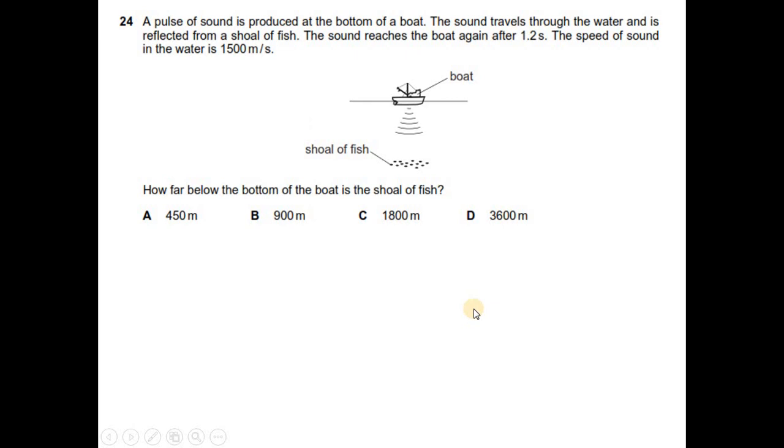Question number 24. A pulse of sound is produced at the bottom of a boat. The sound travels through the water and is refracted from a shoal of fish. The sound reaches the boat again after 1.2 seconds. The speed of the sound is 1500 meters per second. How far below the bottom of the boat is the shoal of the fish?